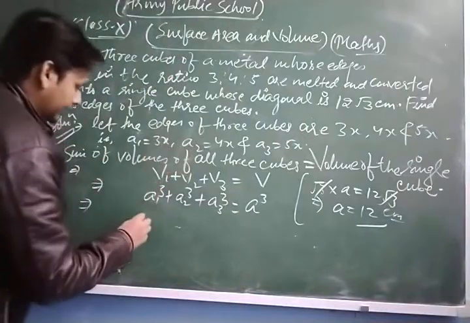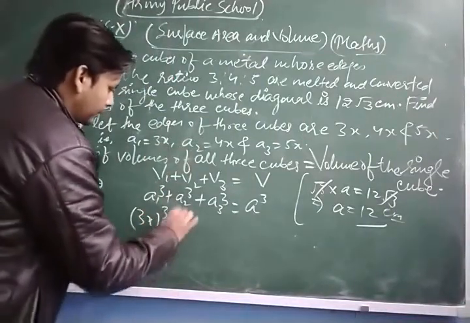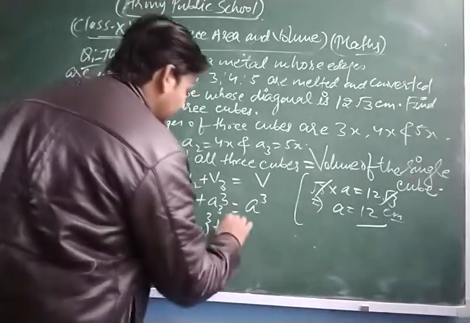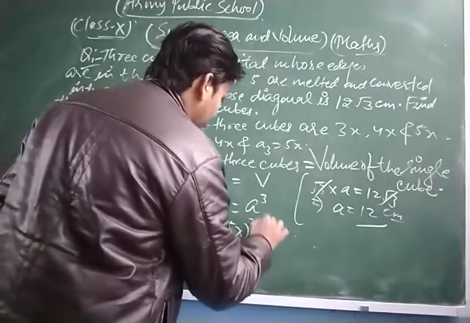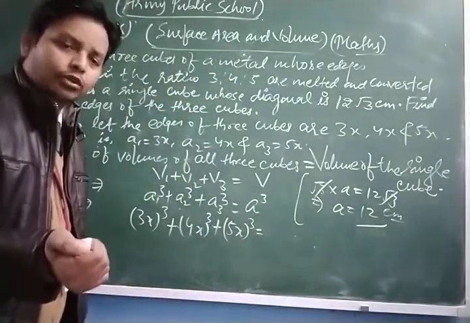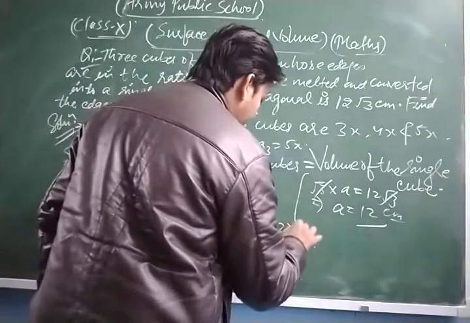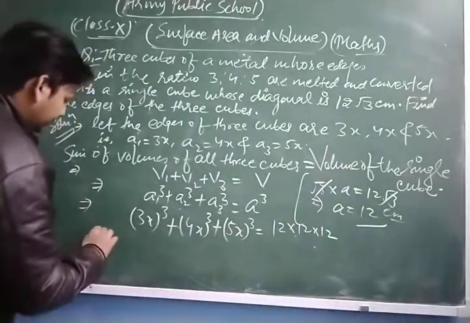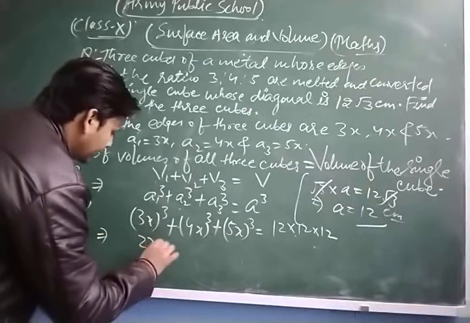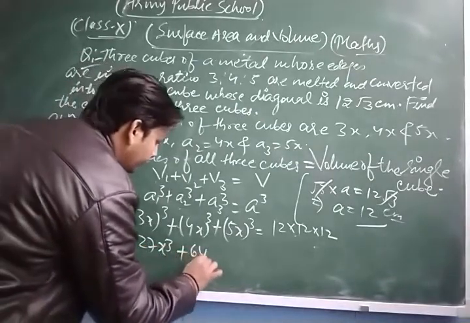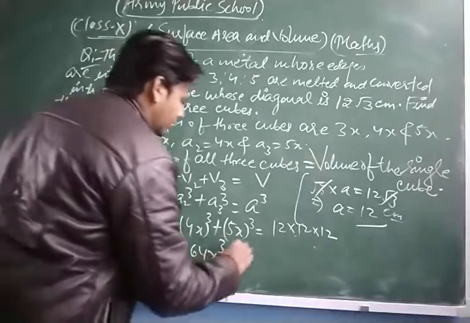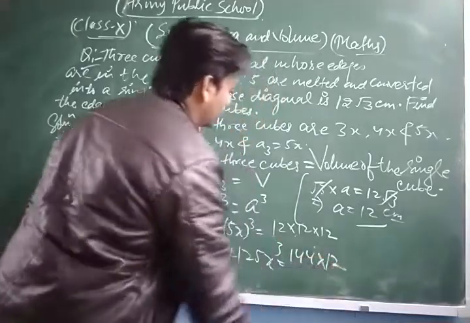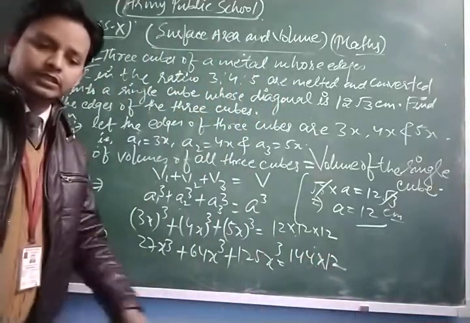Now here we put all the values. A1 is 3x, so this is 3x cube plus A2 is 4x, this is 4x cube, plus A3 is 5x, so 5x cube is equal to A cube. A is the edge of the single cube, that is 12 cube, 12 into 12 into 12. Now we simplify that: 27x cube plus 64x cube plus 125x cube is equal to 144 into 12. Now we just simplify them. Let's see.